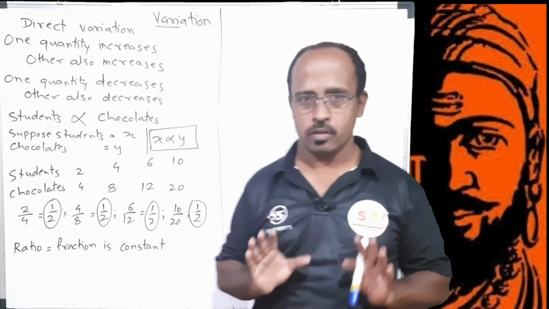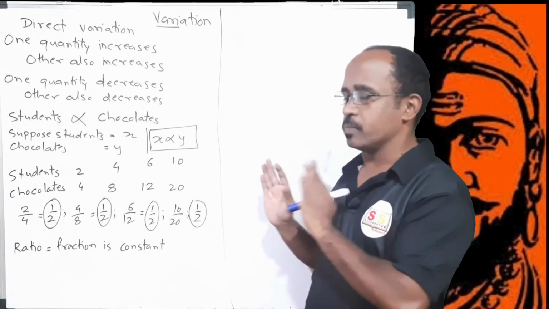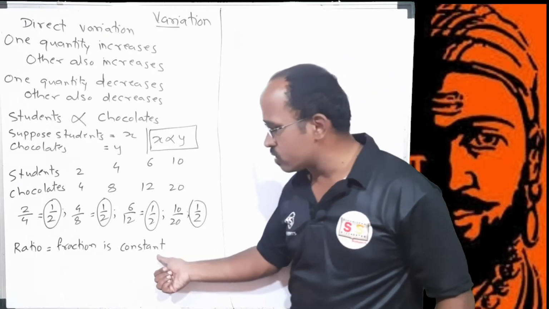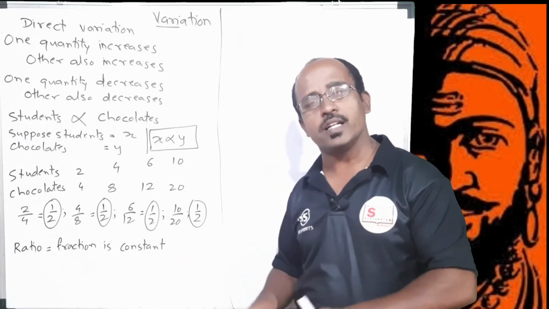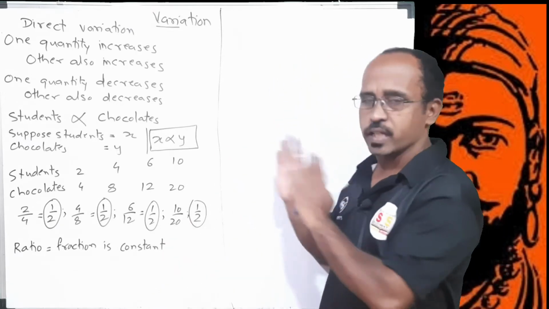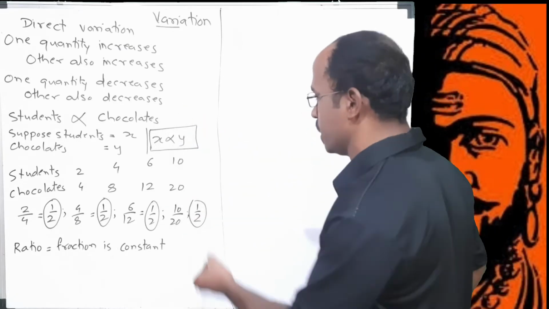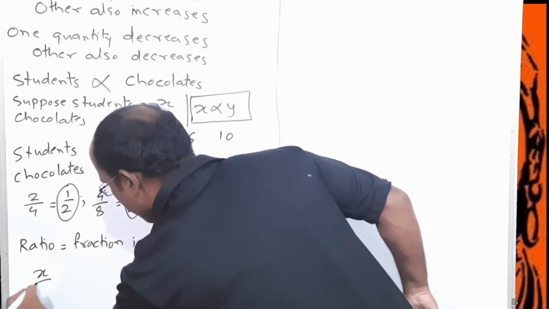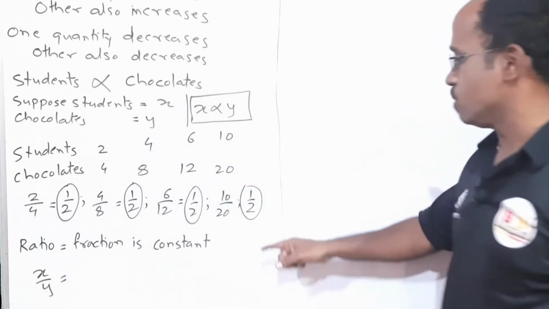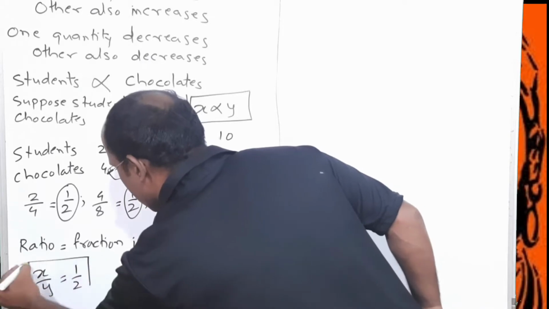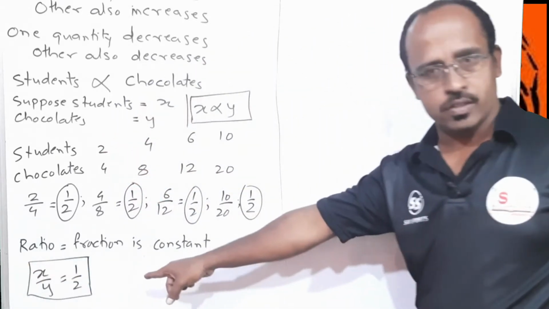It is one of the most important concepts, writing the equation of the direct variation. It's so simple. What we have to do? What is the constant? Fractions. So we just have to write the fraction of the given quantities. So what will be the equation of the given quantities? The equation will be x upon y is equal to 1 upon 2. Finish. Whatever is the constant, we can write it as the equation.